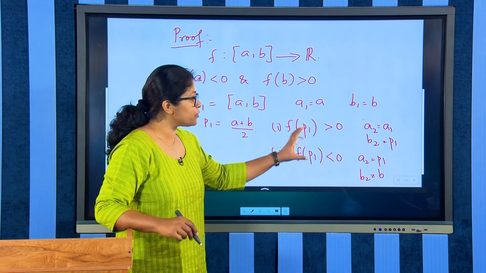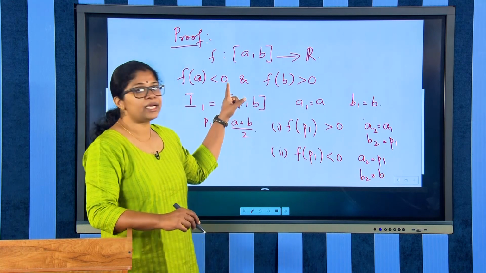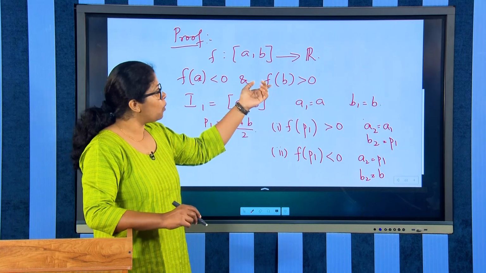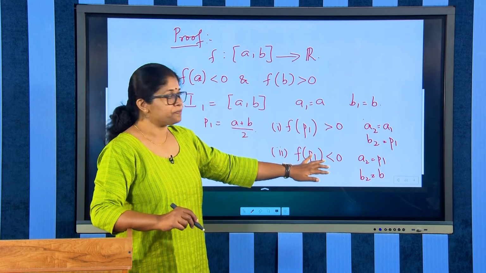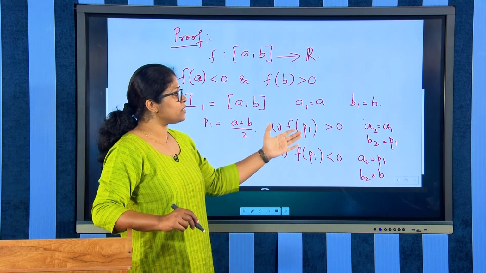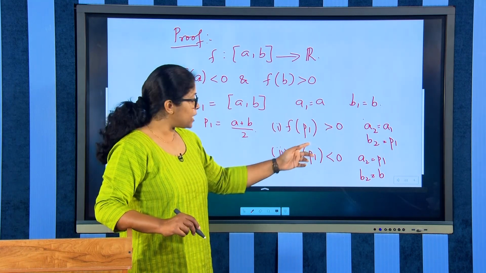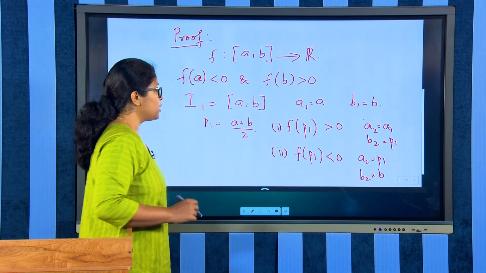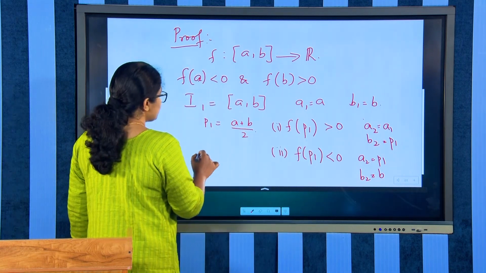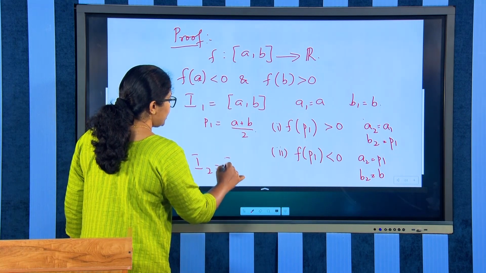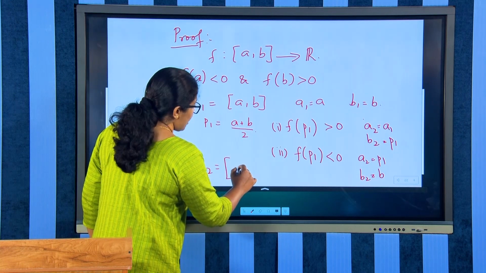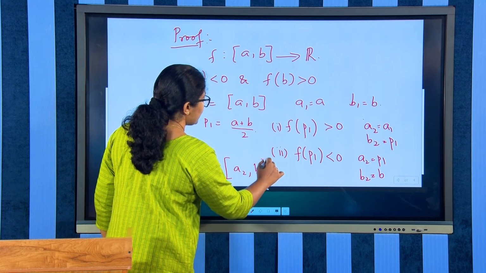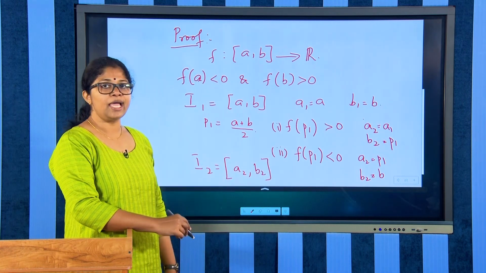Now, what is the importance of doing this? Again, the same condition as we were given, f of a less than 0 and f of b greater than 0, holds for this interval also. That means the left side is negative and the right side is positive, holds. So that is the condition for this. And so whatever be the case, we can write I2 to be the interval A2 B2.